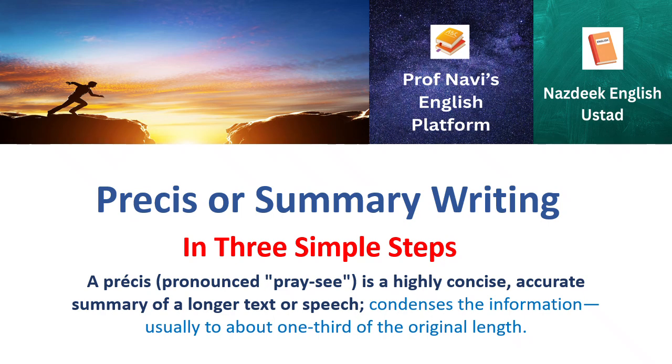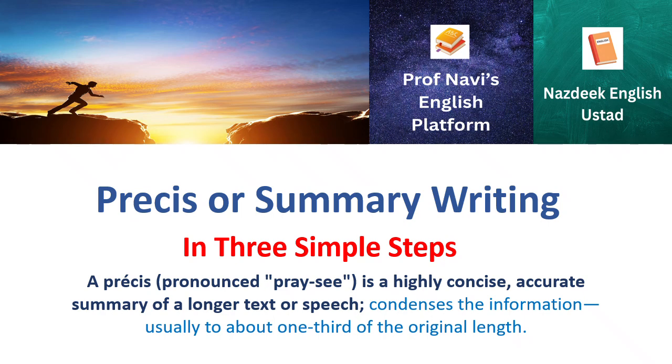Today our topic is Precis or summary writing. Remember, Precis is a French word that means summary writing. So Precis or summary writing are the same things. If you look at the definition at the bottom, it is written: a Precis is a highly concise, accurate summary of a longer text or speech. So Precis is basically, according to the dictionary, summary writing, right? It condenses the information, reduces it, makes it pithy and short, usually to about one third. This is very important. So this is one third in length, right?